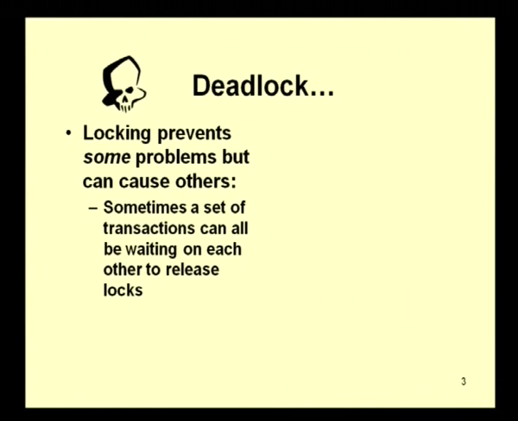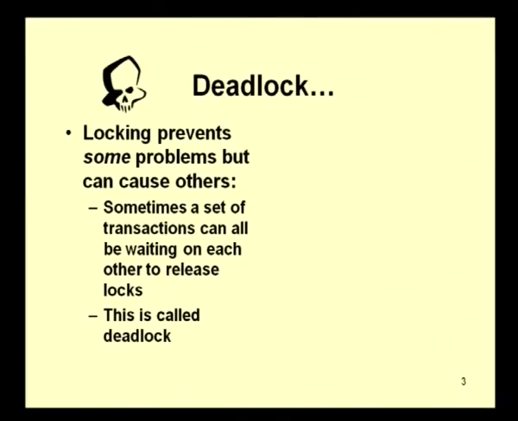So, sometimes a set of transactions can all be waiting for each other so that locks can be released. It is like saying this: I want to have a lock, but I have another lock with me. Now, another person wants my lock to be released, but I will release this only when the other person releases his lock, and so on. So, a set of transactions can all be waiting on each other to release their locks. This situation is called deadlock.